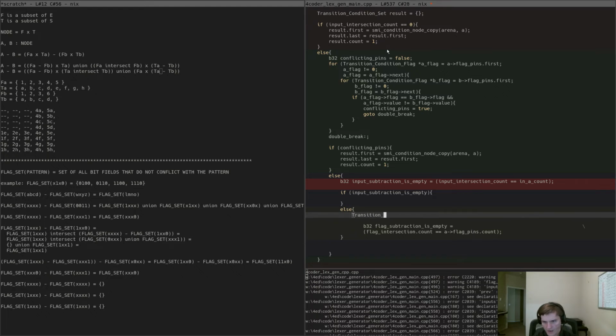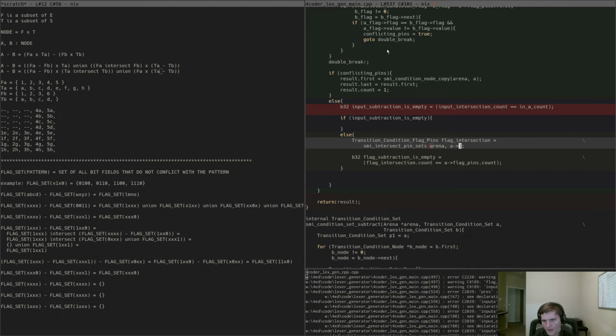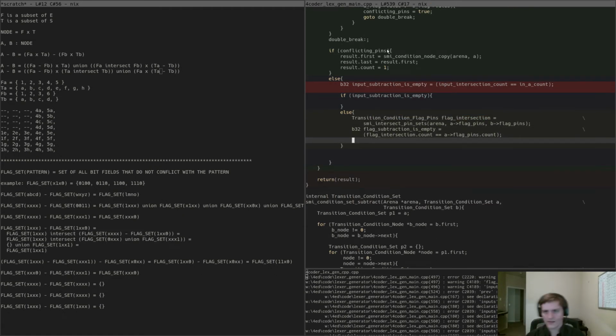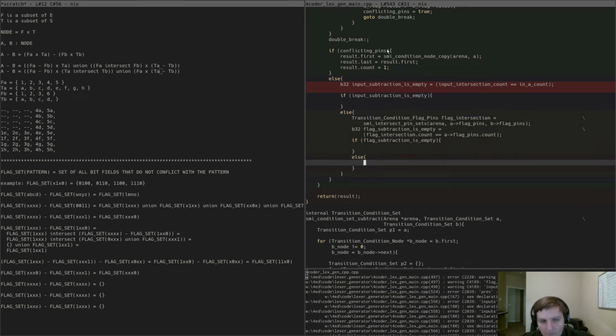Transition flag condition, flag pins equals flag intersection equals SMI flag set intersect pin sets, which just works by saying I need the arena, I need A flag pins, and I need B flag pins. It gives me back a flag intersection, and then I can find out if flag subtraction is empty. And if I finally get here and neither of them are empty, then I have to actually do a flag subtraction and return a result based on that.